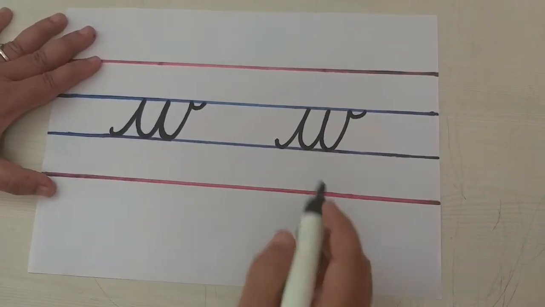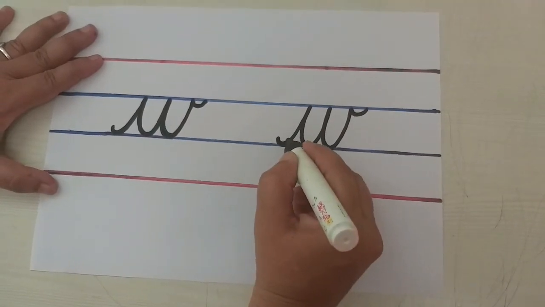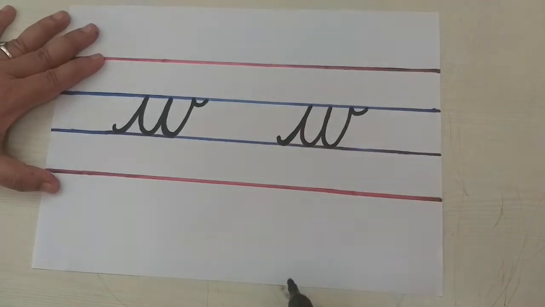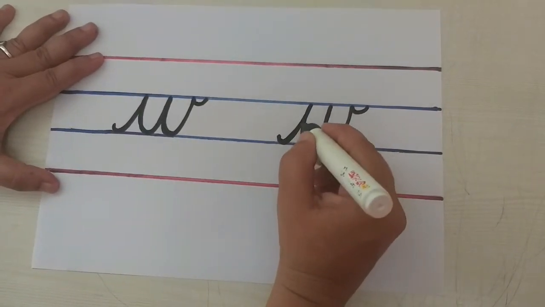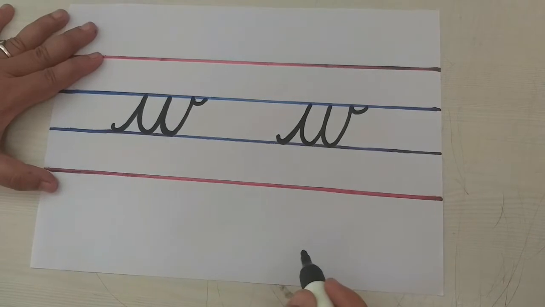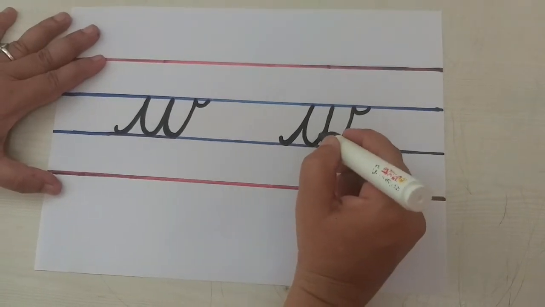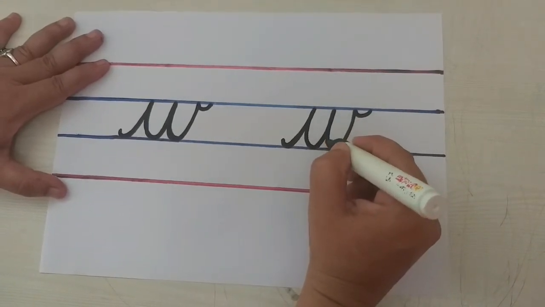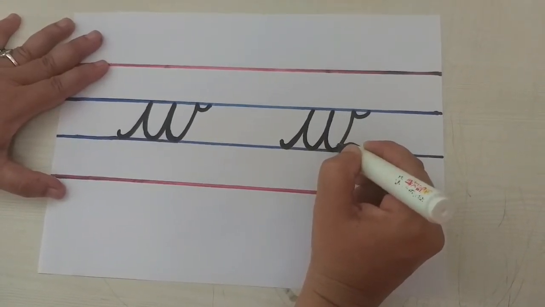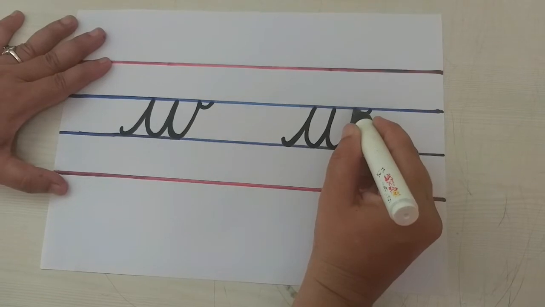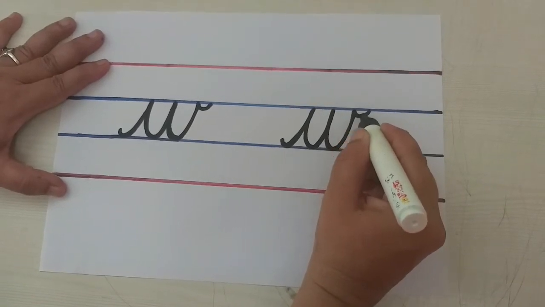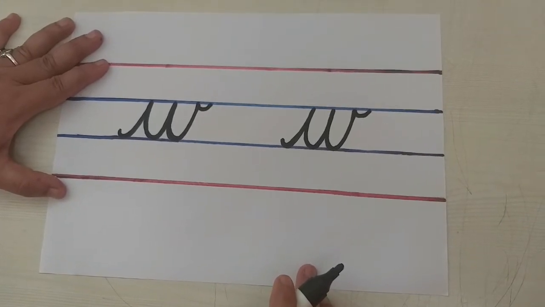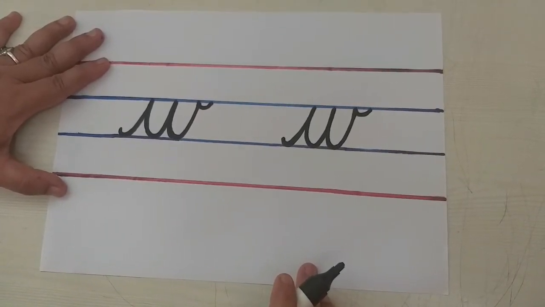Shall we write once again? See, take a small curve. Go up to the second blue line. Come down to the third blue line, down. Again go up to the second blue line, up. Again come down to the third blue line. Again you have to go up to the second blue line, children, and make a small curve. This is small cursive W.